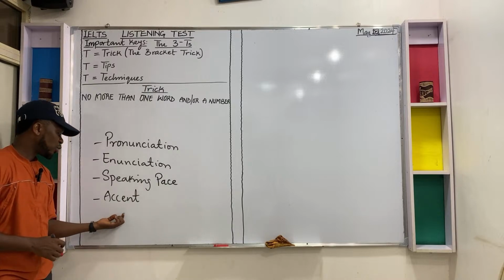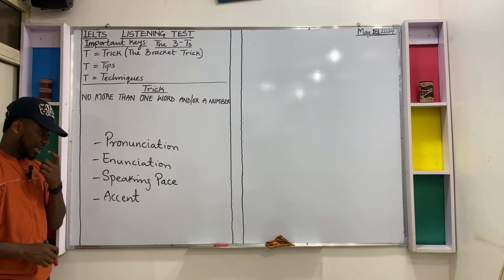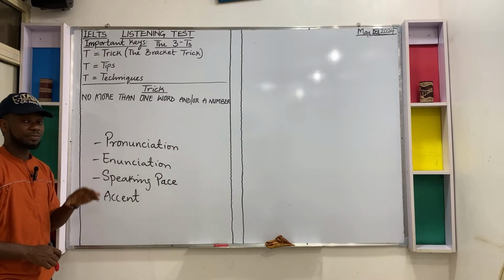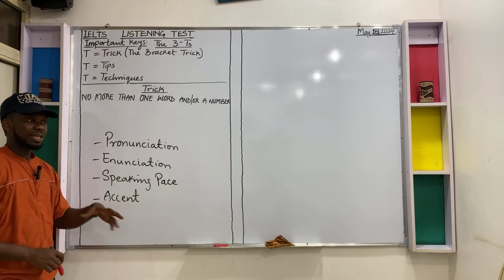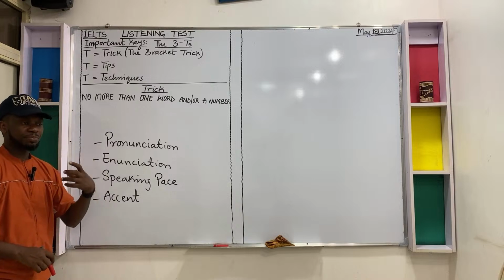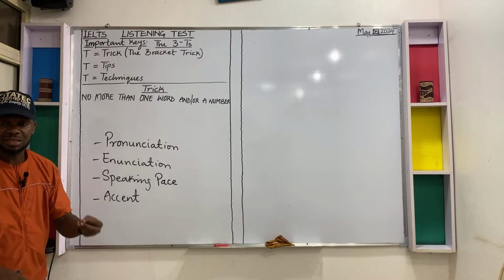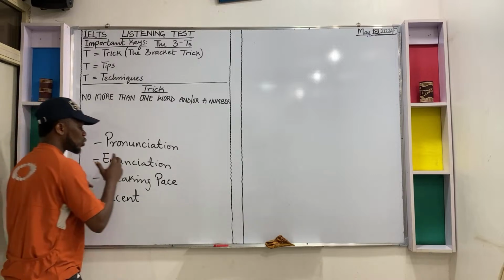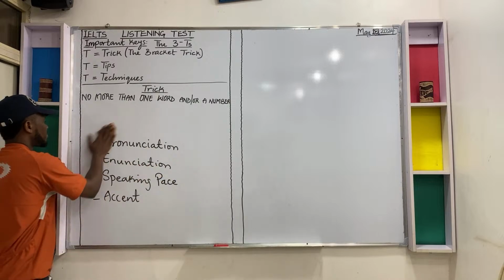And then lastly, we have accent. The native English speakers have their own accent. So the way they pronounce their words, there are accents being applied during their pronunciation and speaking generally. So these are things you want to really work on and improve on.